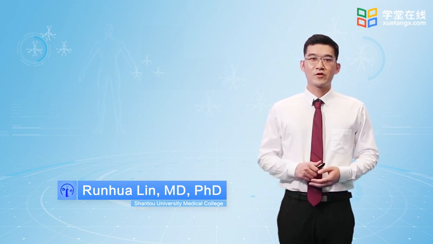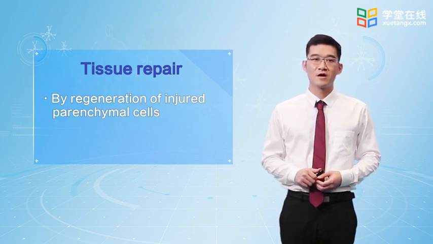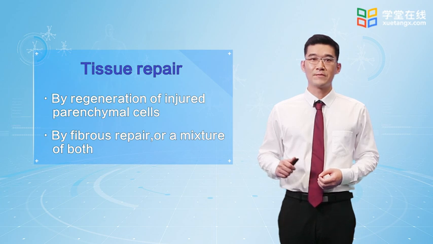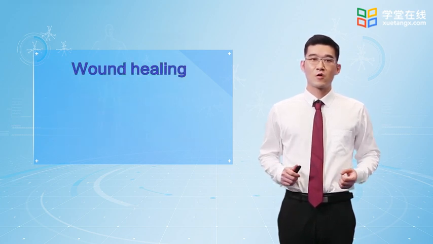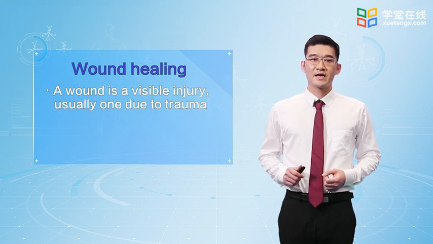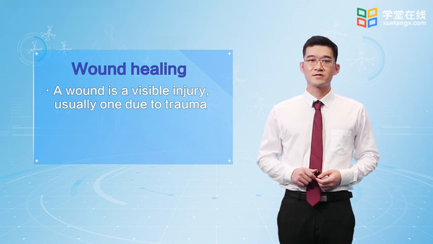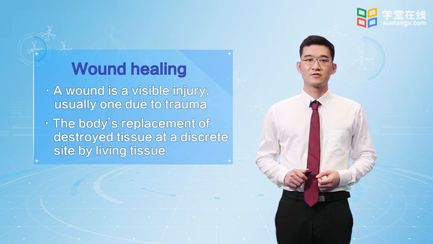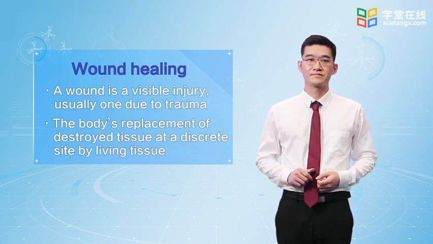Hello everyone, welcome back. As you may recall from our earlier discussion, tissue repair is achieved either by regeneration of injured parenchymal cells or by fibrous repair, or a mixture of both. Clinically, the repair process is called wound healing. A wound is a visible injury, usually one due to trauma. In this section, we will talk about wound healing. This refers to the body's replacement of destroyed tissue at a discrete site by living tissue.